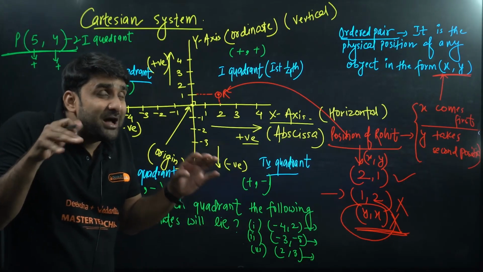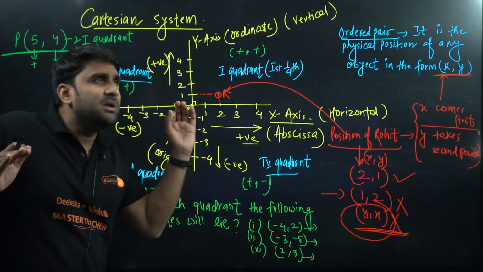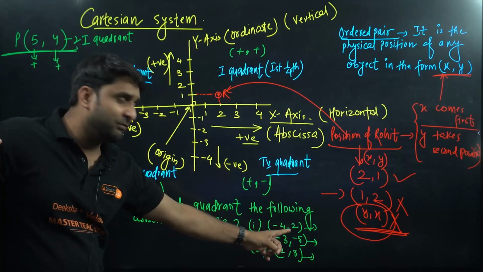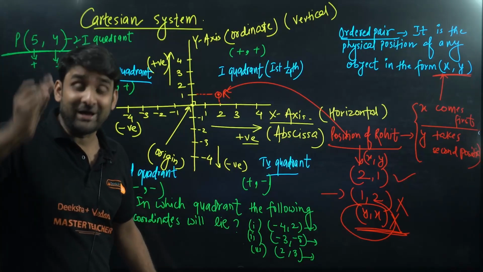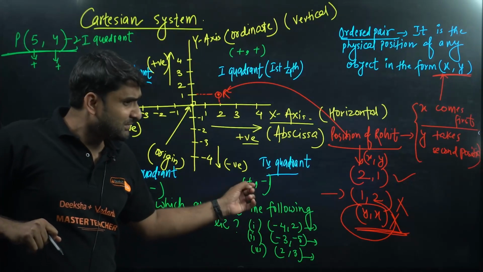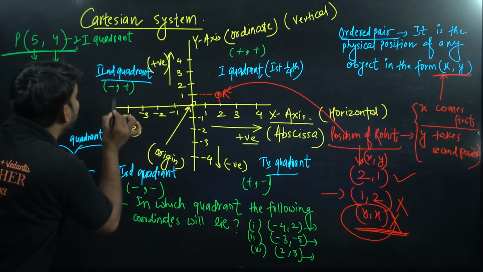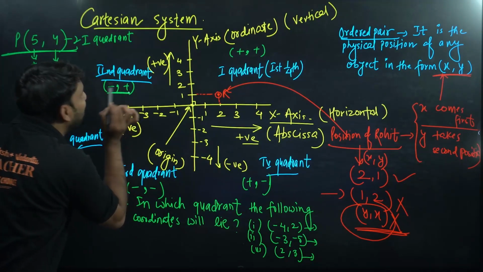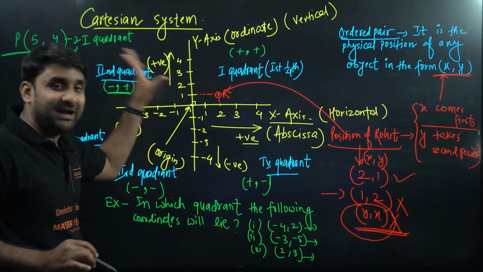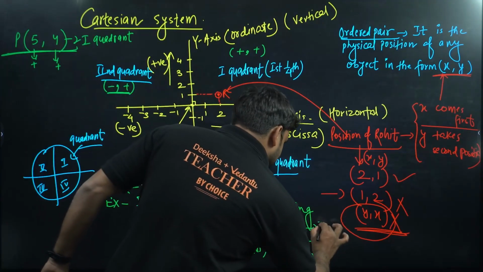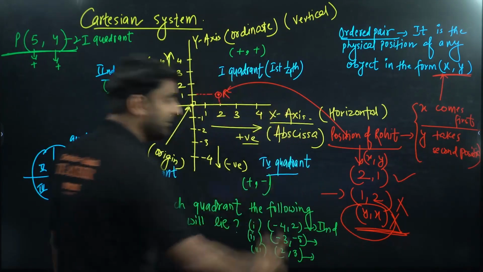Now please imagine, -4 means negative x and +2 means the y coordinate is positive. Negative x, positive y. That is of course the second quadrant. So this will lie in the second quadrant.